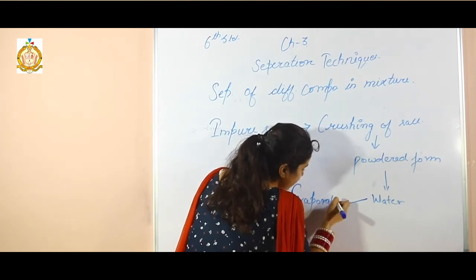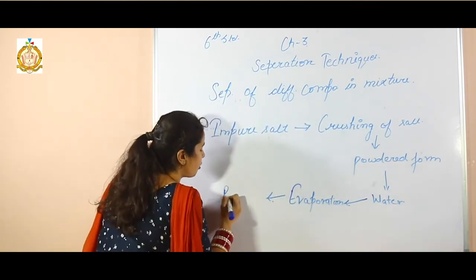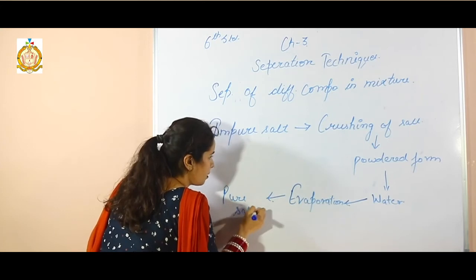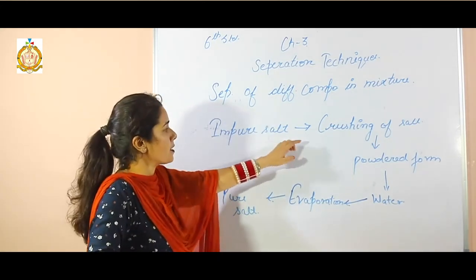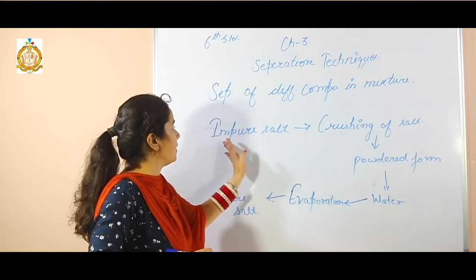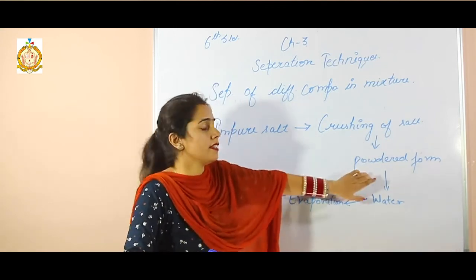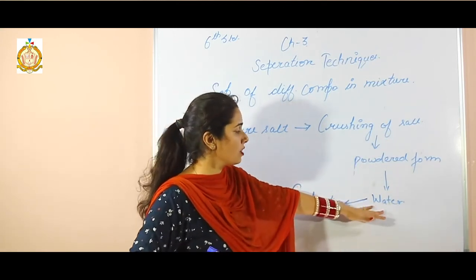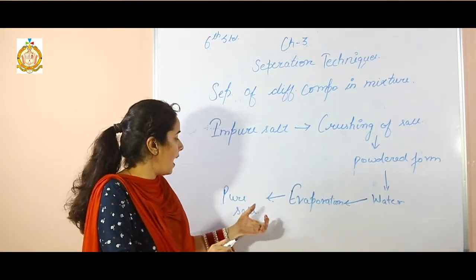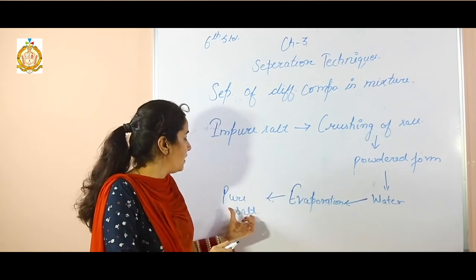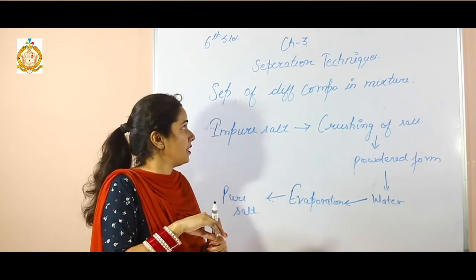Evaporation. And in the last step we can take pure salt. So here are the different separation techniques that we use in changing impure salt to pure salt. First crushing of salt, then powdered form, then mixed with water to form a salt solution. After that we do evaporation, and then in the last step we can take pure salt. So this is all about your chapter, separation techniques.